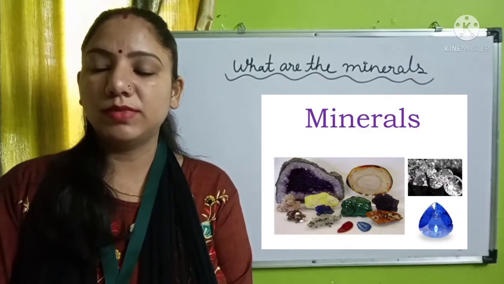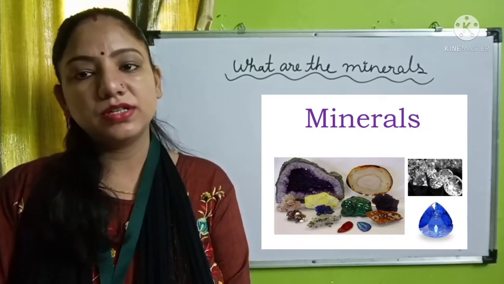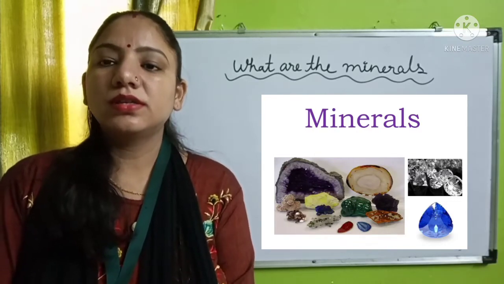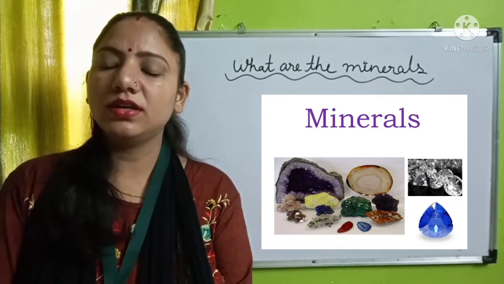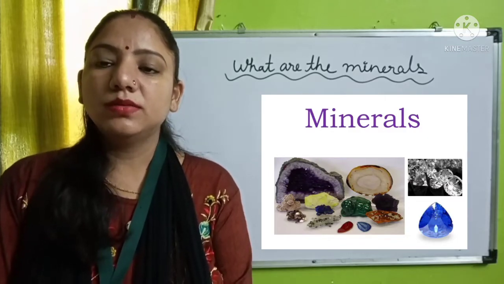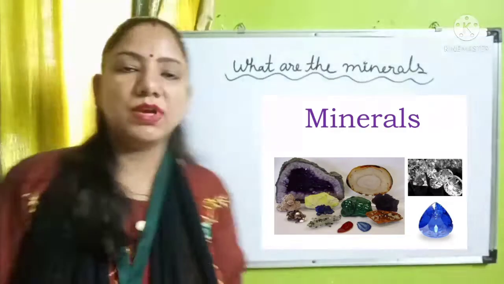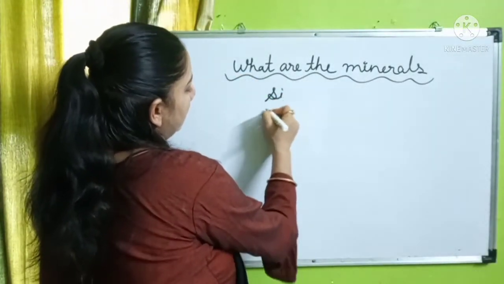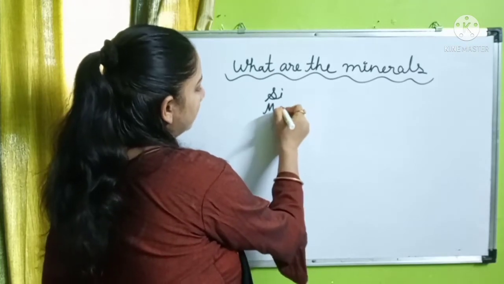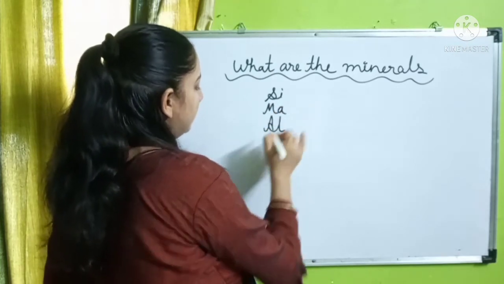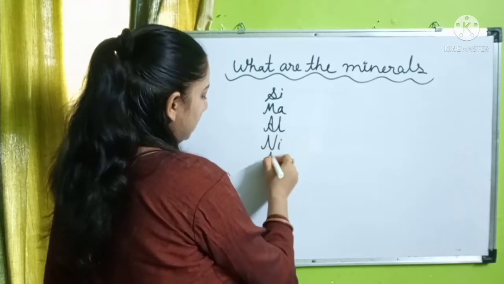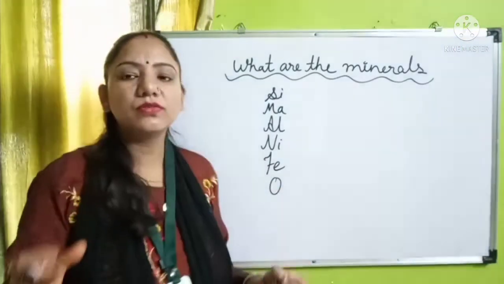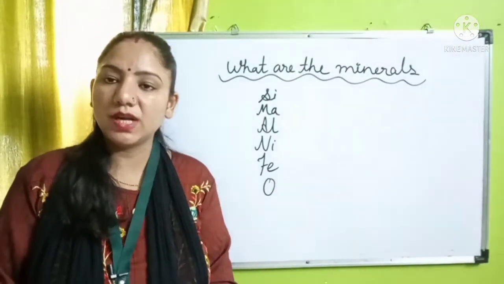Students, what are the minerals? Minerals are generally naturally occurring substances through which the earth is composed, where we can include a lot of elements. The basic minerals through which the earth is made up of are silica, magnesium, aluminium, nickel, ferrous, oxygen, and there are a lot of minerals through which our earth is made up of.